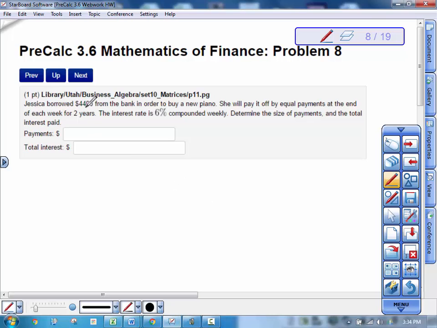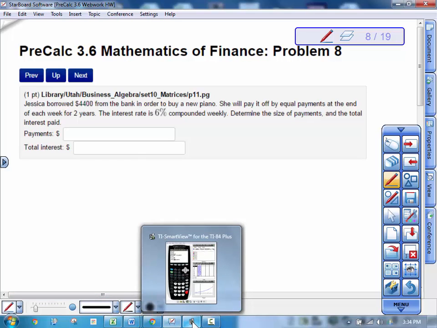Okay, the next problem, we're going to borrow $4,400 from the bank to buy a piano. We're going to pay it off in equal payments at the end of each week for 2 years. The interest rate is 6% compounded every week. Determine the size of the payments, the total interest paid. All right, now we've got a formula for this in our book we could use.